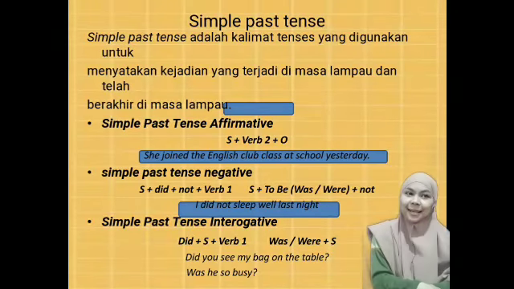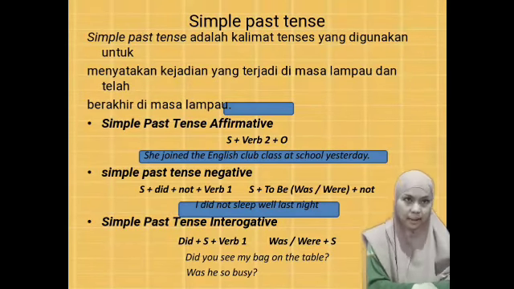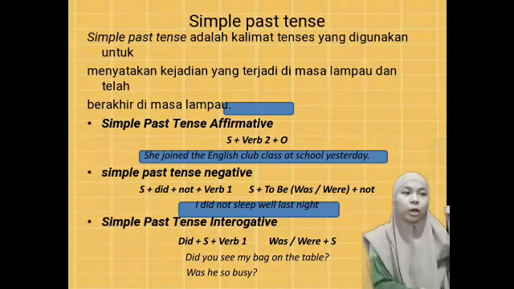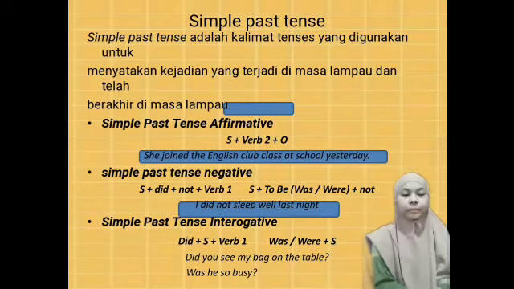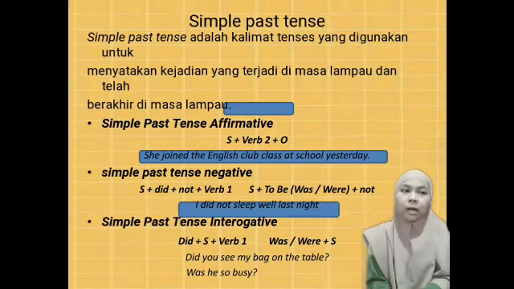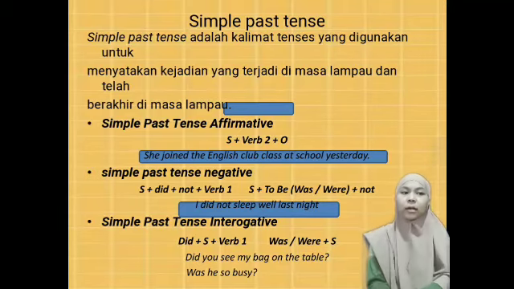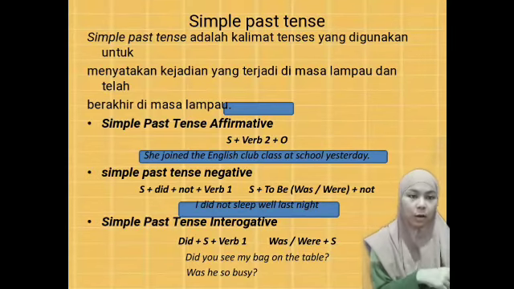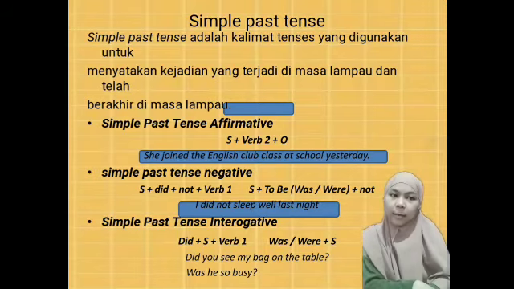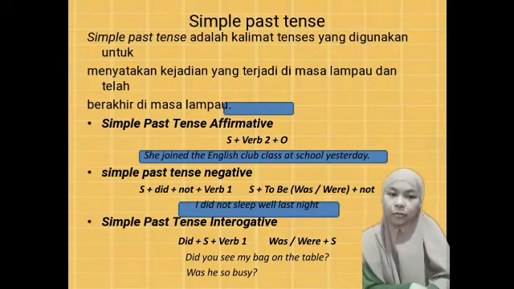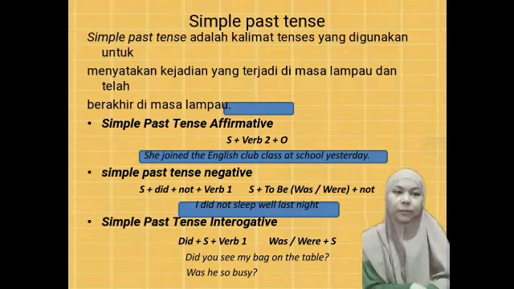And the next is simple past tense. Simple past tense is used for the sentence which have been happened in the past. There are some kinds of simple past tense. First is simple past tense affirmative. The pattern is subject plus verb 2 plus object. And the example is she joined the English club at school yesterday.